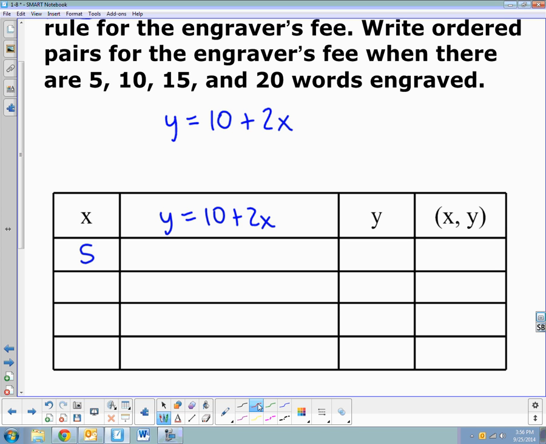So if X is 5, there are 5 things that I'm engraving. I've got 10 plus 2 times 5 things that I'm engraving. And I want to know what that equals. Well, I do multiplication first. 2 times 5 is 10, plus 10 is 20. So my Y value, my output, how much does it cost, is 20. Now that I have an X and a Y, I've got an ordered pair, XY. So my ordered pair, XY, is 5, 20. That's an ordered pair, 5, 20.